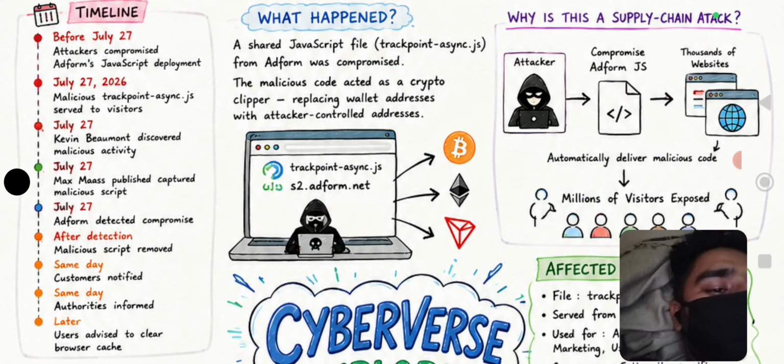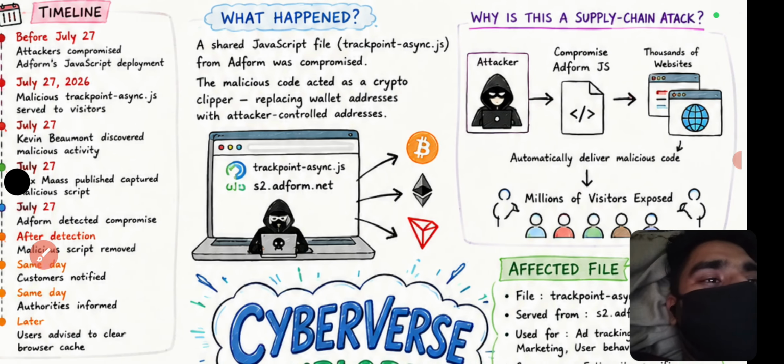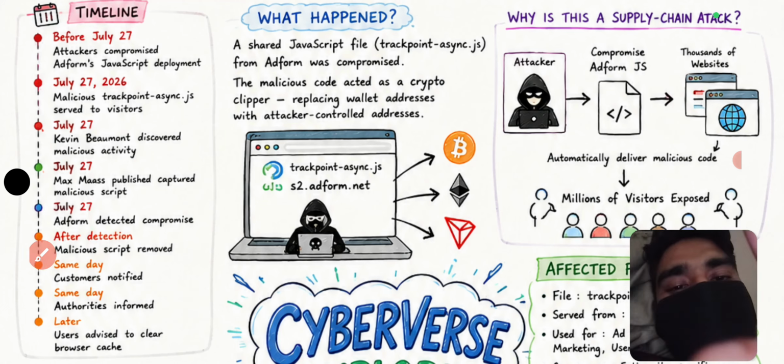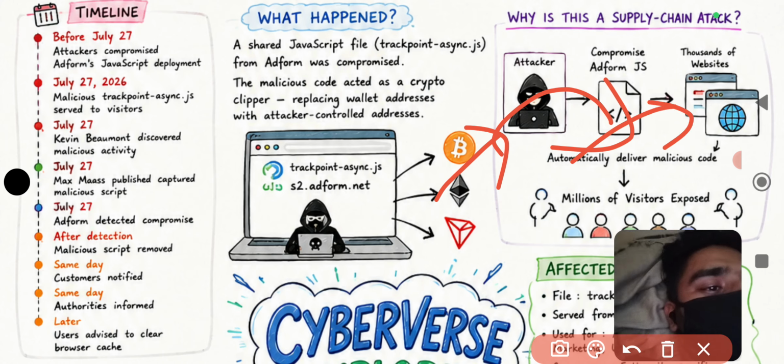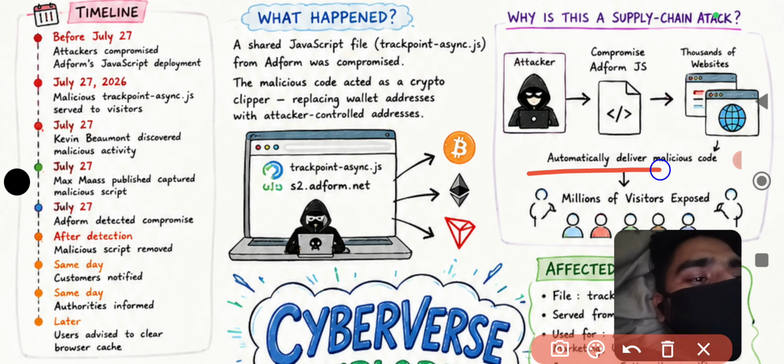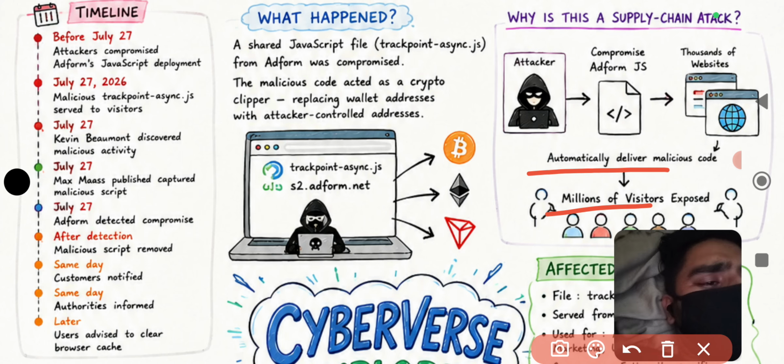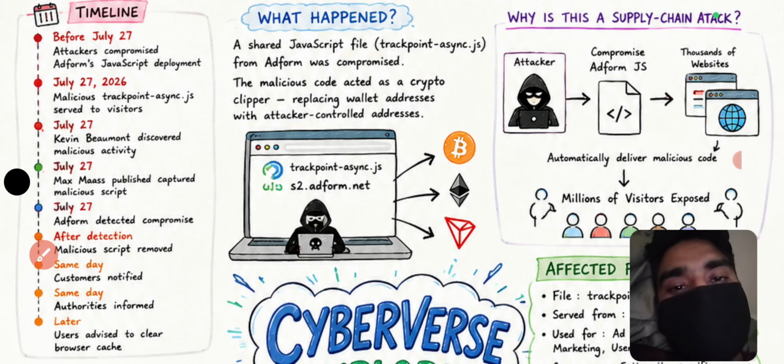Why is this called a supply chain attack? Because the attacker compromised the Adform deployment, which eventually leads to thousands of websites automatically delivering malicious code, with millions of users exposed. This is the actual reason it is called a supply chain attack.